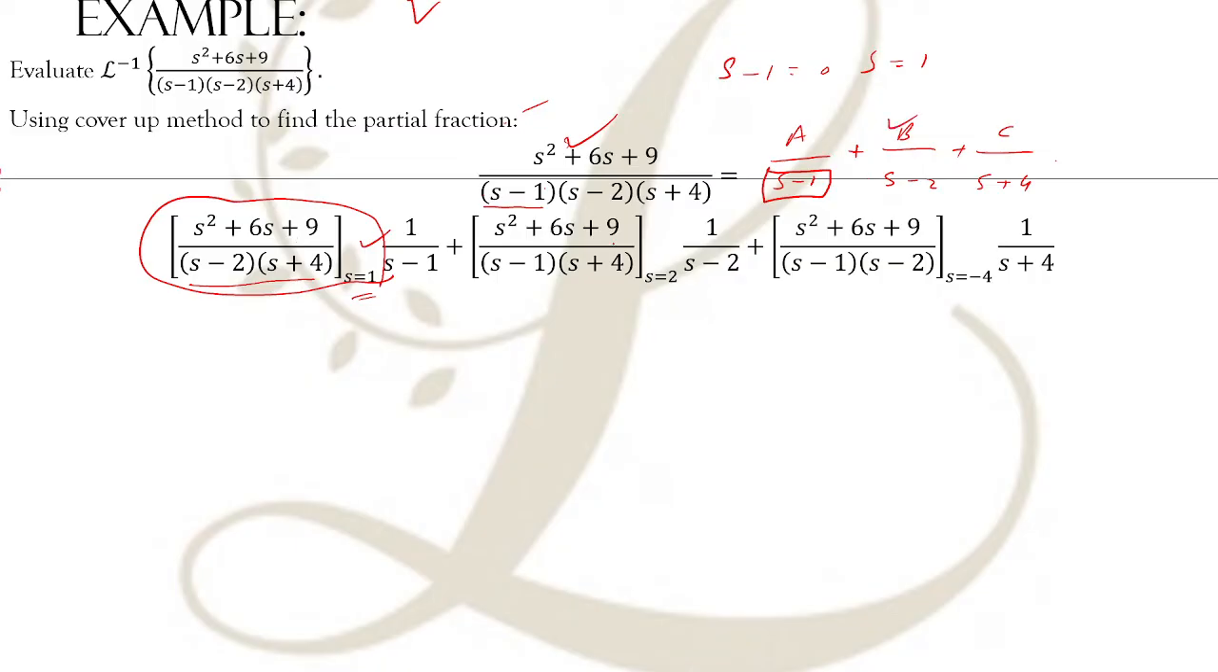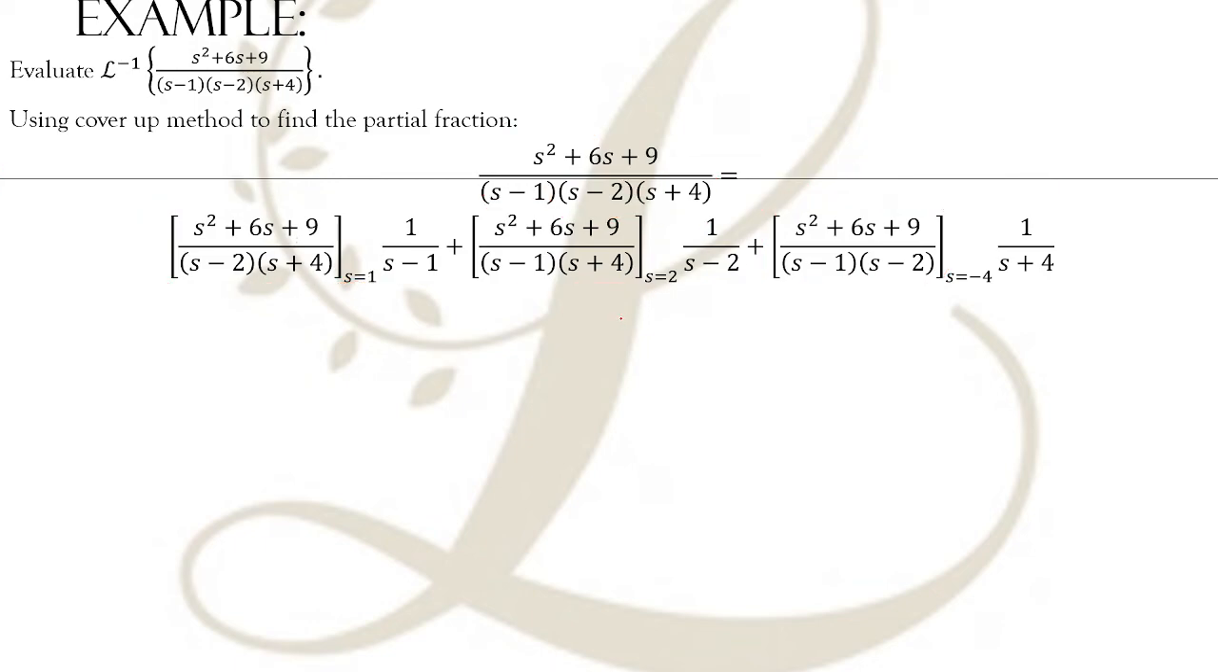सिमिलरली b को फाइंड करने के लिए क्या करना है, s माइनस 2 को यहाँ से हटाना है, बाकी रह जाएगा s माइनस 1 और s प्लस 4, और s की जगह 2 पुट करना है, बिकॉज फॉर s माइनस 2 अगर ये 0 होता है तो s की वैल्यू 2 हो जाएगी। तो इस फंक्शन में हमें 2 पुट करना है, पूरे में ऊपर भी और नीचे भी। थर्ड के लिए जब हम s प्लस 4 हटा देंगे, बाकी जो रह जाता है इसमें s की जगह माइनस 4 पुट करेंगे तो ये c की वैल्यू आएगी, और 1 ओवर s प्लस 4 अपनी जगह पे आ रहा है, सिमिलरली 1 ओवर s माइनस 2 अपनी जगह पे आ रहा है, ठीक है, and so on, right?